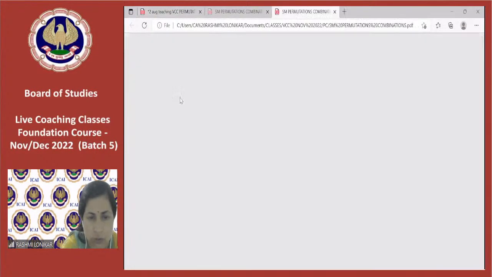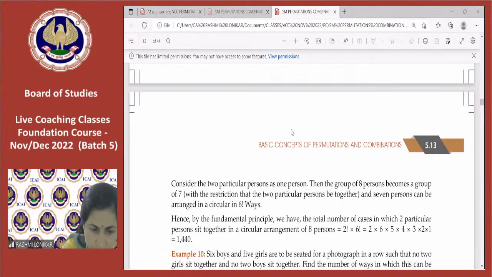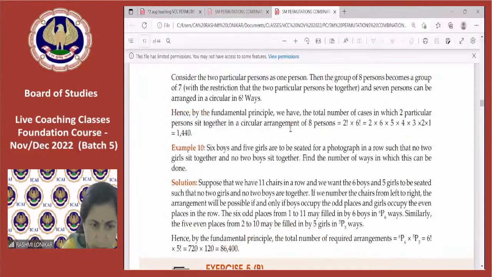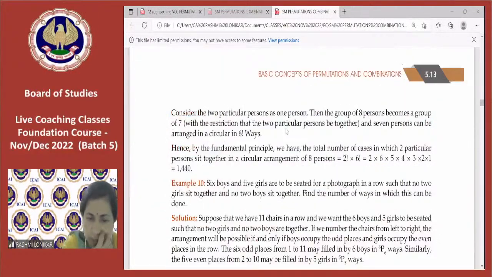So 3 sets of students and 3 places, that is 3p3. How much is 3p3? Yes, can you tell me?